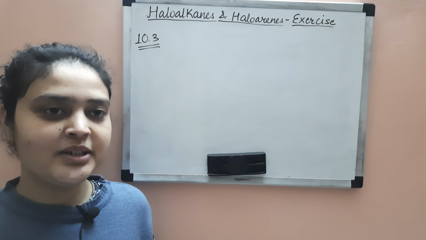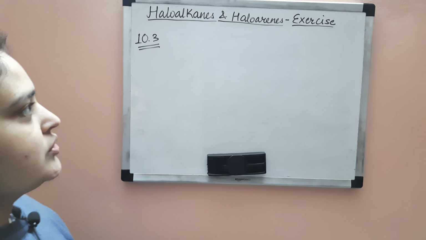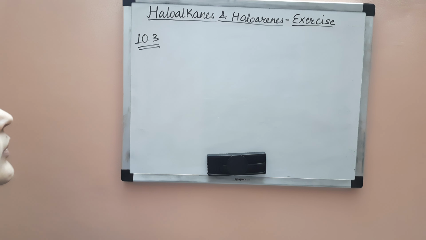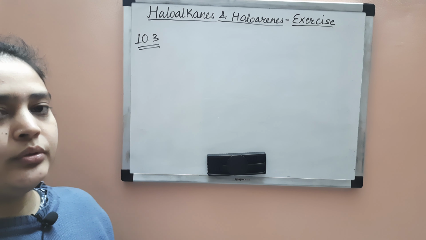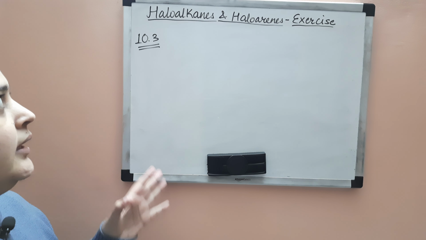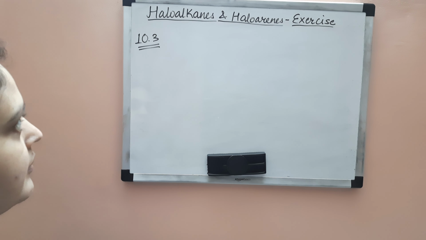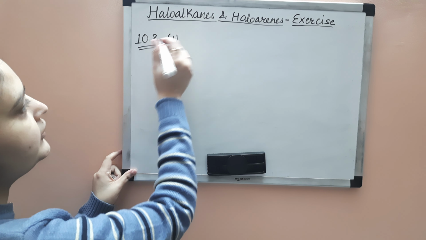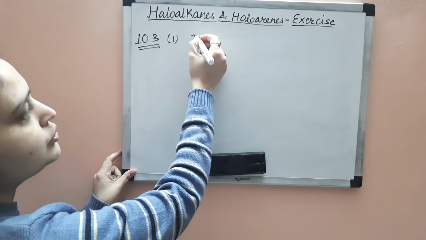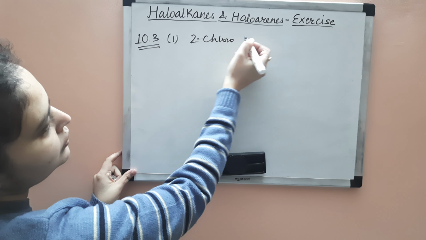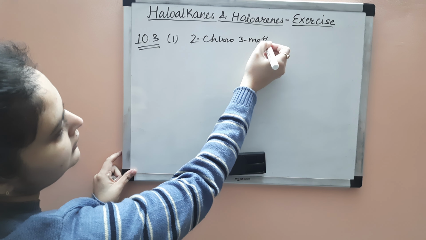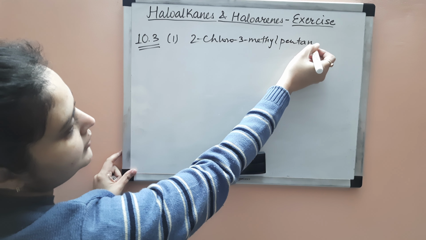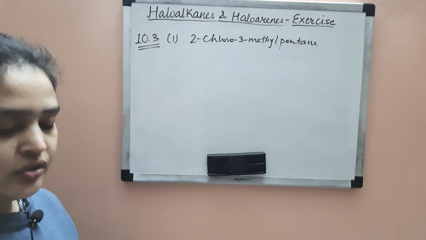Hello everyone. Today we'll do the 10.3 question of the exercise of chapter haloalkanes and haloarenes. So the question is that you have to write the structures of the compound and the name is given. So first compound is 2-chloro-3-methyl pentane. This is the name of the compound and you have to write the structure of the compound.